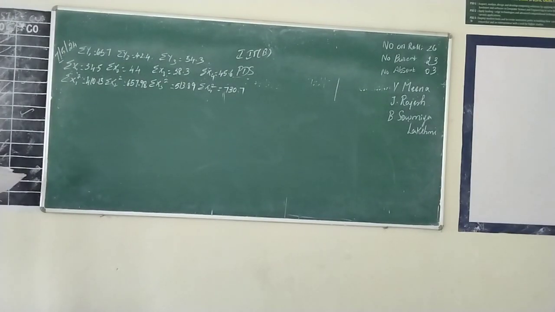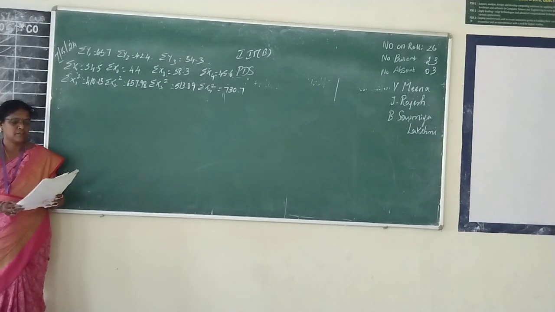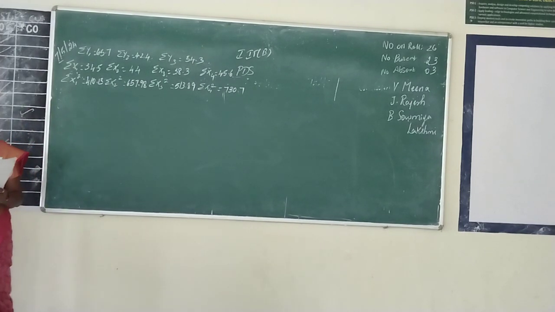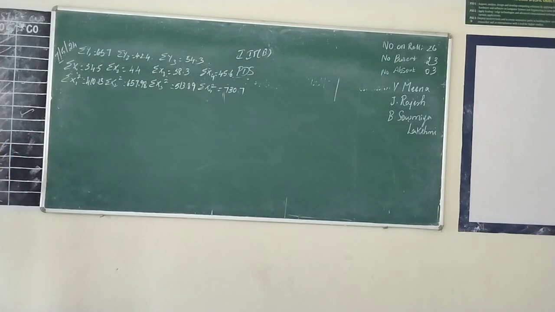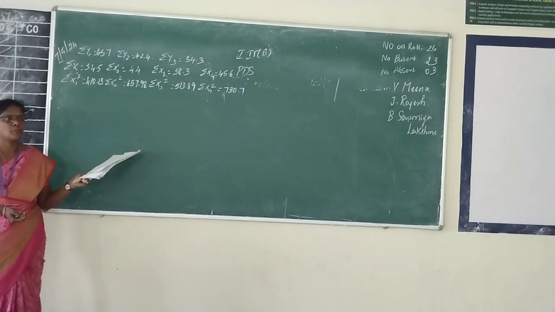Which one, ma'am? Is there any variation in x4 square? Check it. 20.2 square plus 12.9 square plus 12.5 square. Correct, ma'am. 7.0.7.